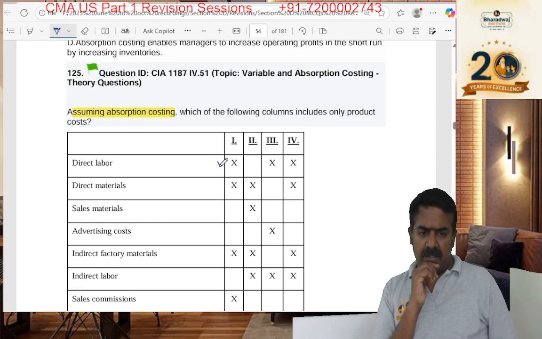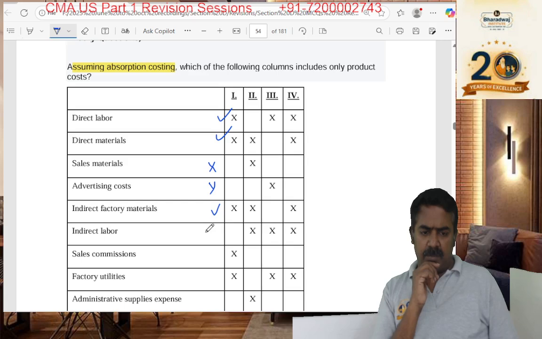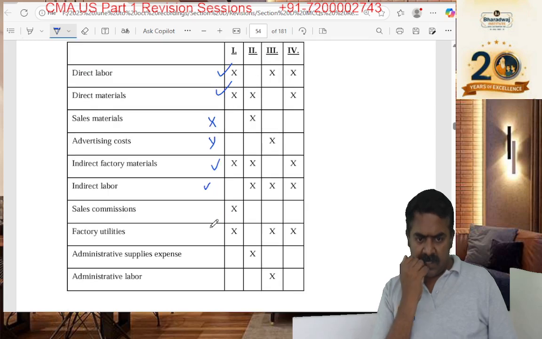Sales material, advertisement cost, etc. cannot be product cost. Indirect material, factory material can be production cost. Indirect labor can be a production cost. Sales commission cannot be the product cost. Factory utilities can be the product cost.